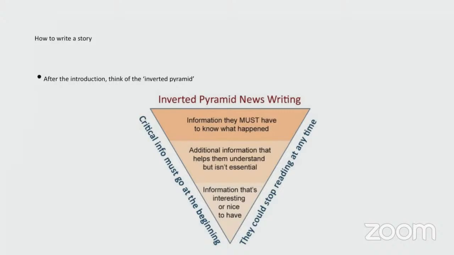And at the bottom is your classic information that's interesting or nice to have, which tends to be quotes, especially if you are working on a straight news story. Quotes can often be higher up if it's a reactionary piece or something like that, but tends to be the quotes are towards the bottom. And that is a critical point on the right-hand side of that triangle: readers could stop reading at any time. Your readers could read the first three paragraphs and go, sod that, I'm going to click off because it's not relevant to me.